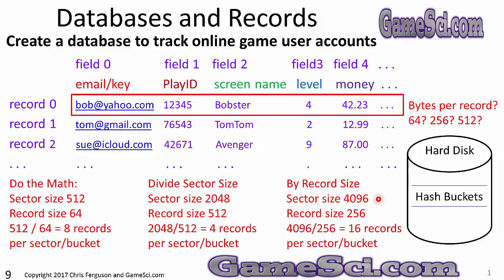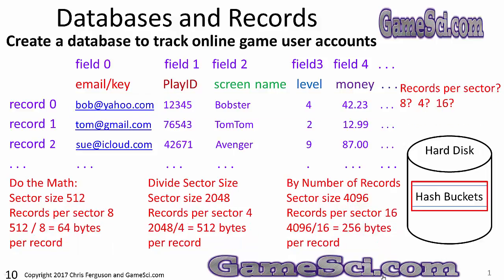Modern hard drives tend to have a sector size of 4096. What if you had a record size of 256? 4096 divided by 256 equals 16 records per sector or bucket. One of the first things you do is calculate the number of records per bucket. And those are 3 examples.